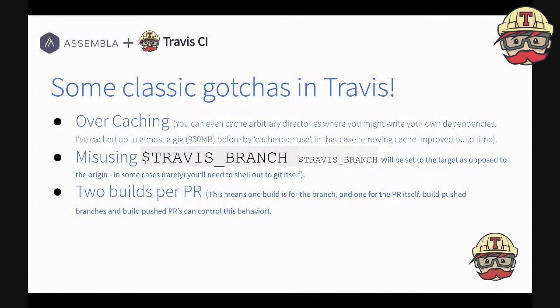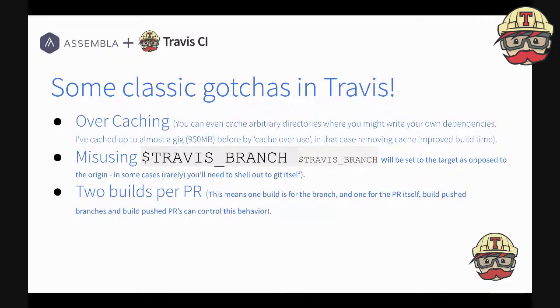Some classic gotchas in Travis. These are the top 3 I've seen. I browse the forums a lot, help a lot of people. First one, let's get into overcaching. You can cache so much that it slows your build down. You can even cache arbitrary directories where you might write your own dependencies. I myself have cached a gig, and that's definitely cache overuse. In that case, I removed the cache and that improved build time.